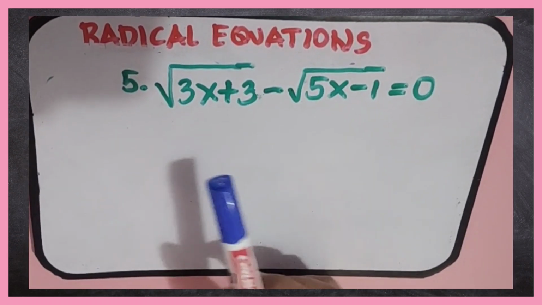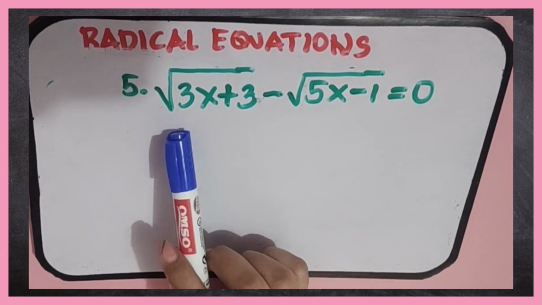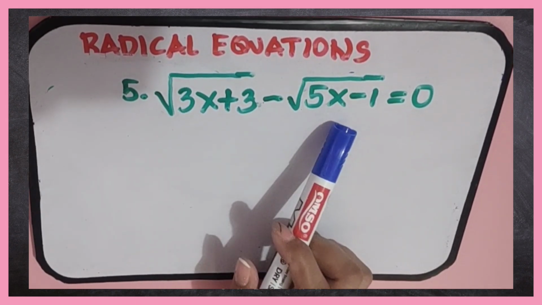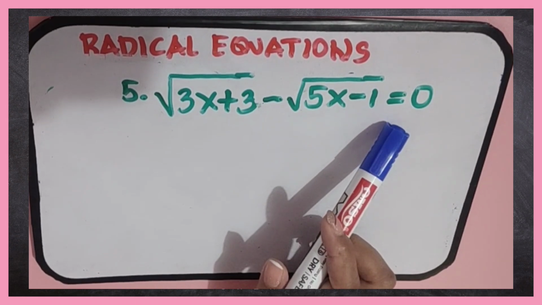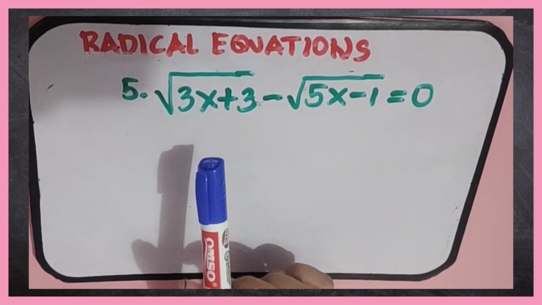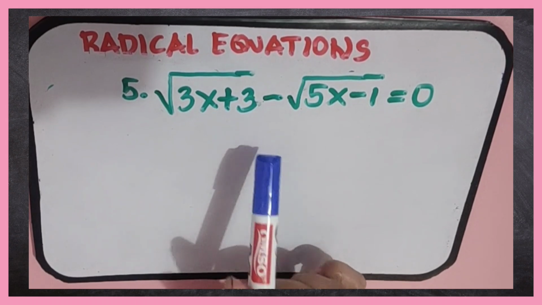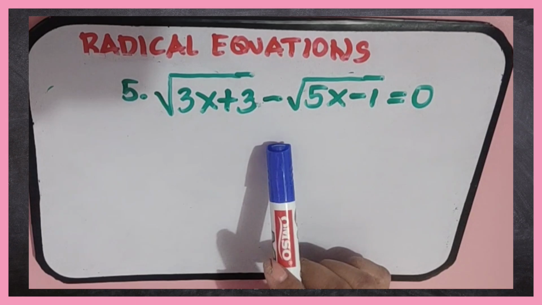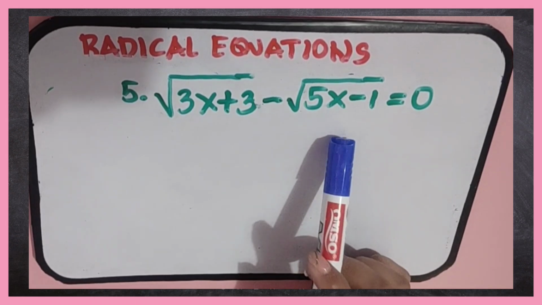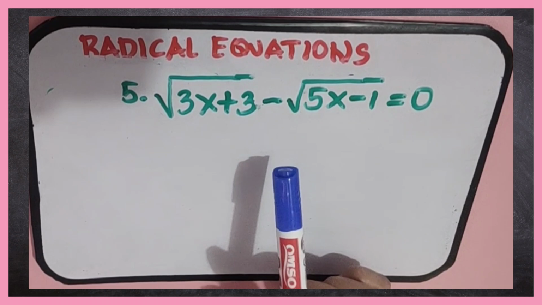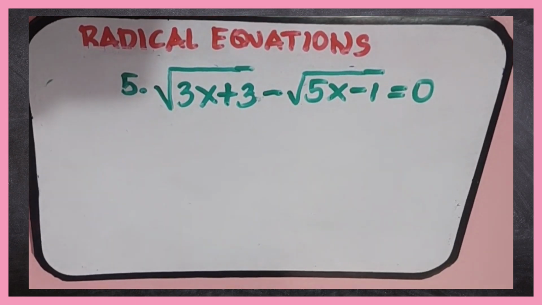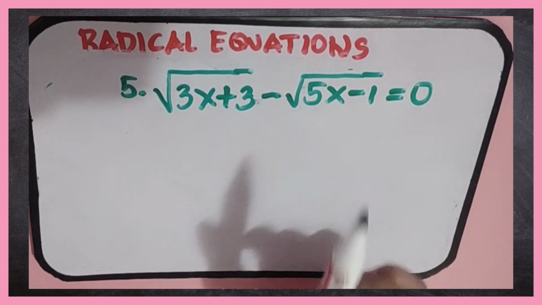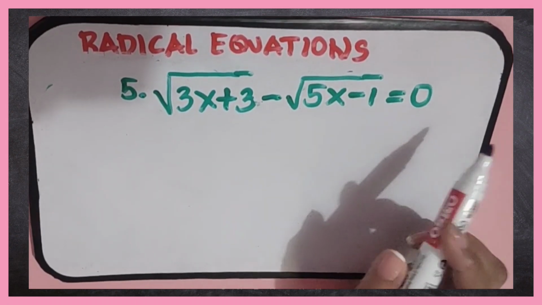Okay, so now we have example number 5. We have square root of 3x plus 3 minus square root of 5x minus 1 equals 0. As you can see, there are radical equations containing more than one radical. The technique in solving equations of this type is to isolate any of the radicals on the left, then square both sides as many times as needed. For example, here, we will transpose negative square root of 5x minus 1 to the right side of the equation.